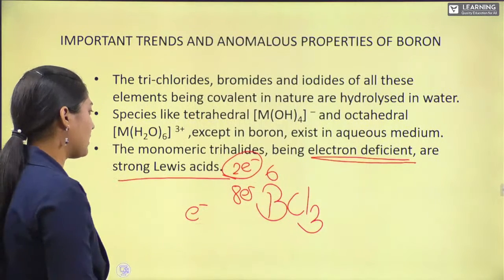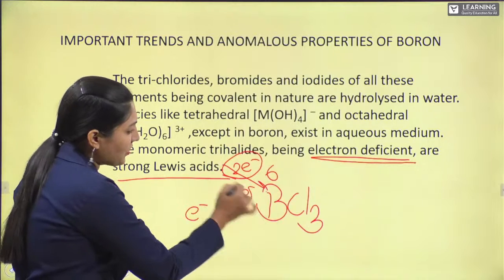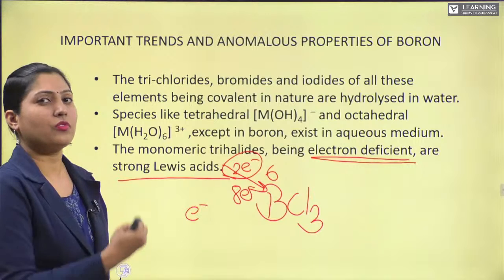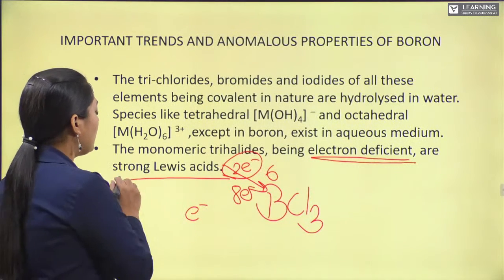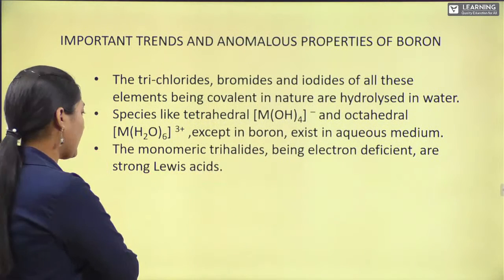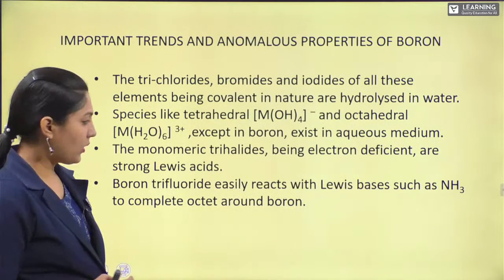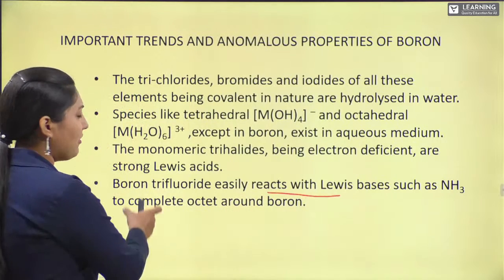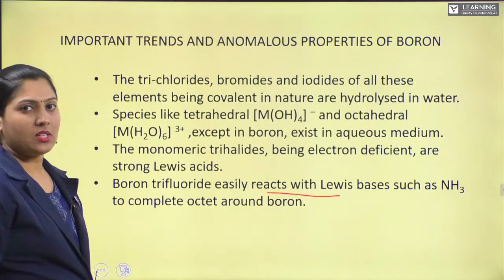Less means deficient. Since they are 2 electrons deficient, they can easily attract these 2 electrons from other species. This attraction of a lone pair of electrons from others makes them strong Lewis acids, such that they can attract electrons. Boron trifluoride easily reacts with a Lewis base because it is a Lewis acid. It reacts easily with a Lewis base such as ammonia. Ammonia is a Lewis base.